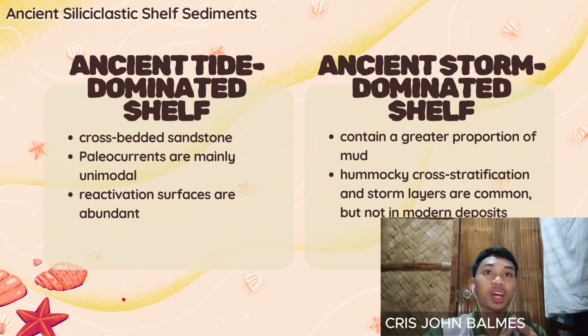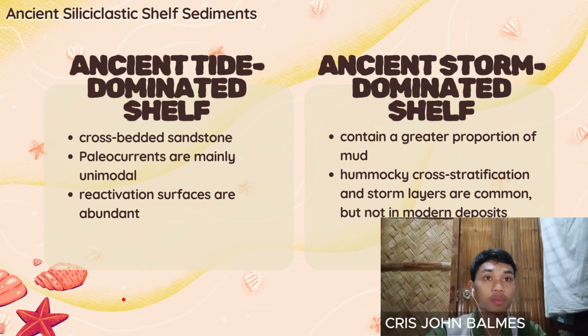But other than that, we also have more specific characteristics that are related to deposition under tide-dominated or storm-dominated conditions. So for the ancient tide-dominated shelf, first is that its deposits are characterized by cross-bedded sandstone. Now, when we say cross-bedded, it is a sedimentary feature characterized by layers that intersect with each other. And for our ancient tide-dominated shelf here, it can be characterized when its deposits of sandstones are intersecting with one another.